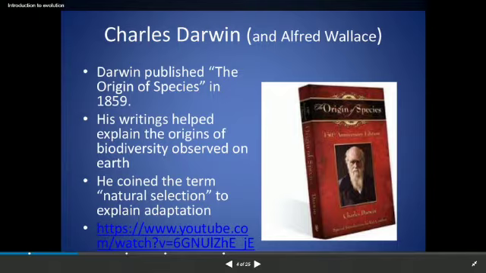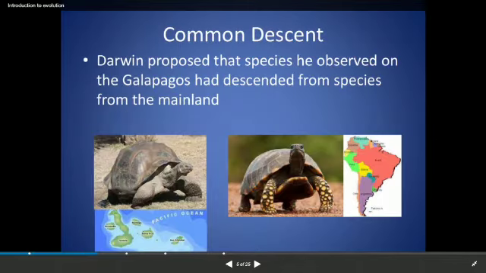Charles Darwin was an English naturalist and he is regarded as a pioneer of the evolutionary idea for his theory of the origin of species by natural selection, published in his book Origin of the Species. In 1859, his writing helped to explain the origins of the biodiversity observed on Earth. He coined the term natural selection to explain adaptations. The idea of common descent, which has great importance in the evolutionary idea, was first proposed by Darwin, that the species he observed on the Galapagos had descended from the species from the mainland.